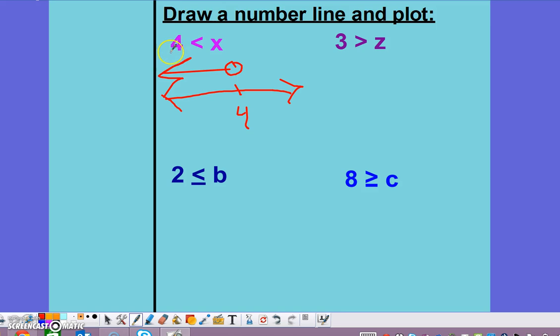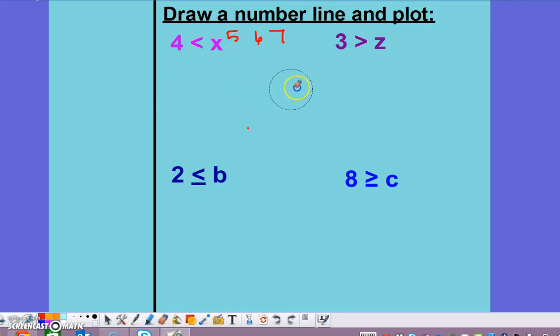So this says 4 is less than x. That means x is actually greater than 4. So if 4 is less than x, x has to be more than 4. Well, look at what we graphed. We graphed less than 4. Well, that's not our solution because x could be anything like 5 or 6 or 7, and that's not included on our graph.